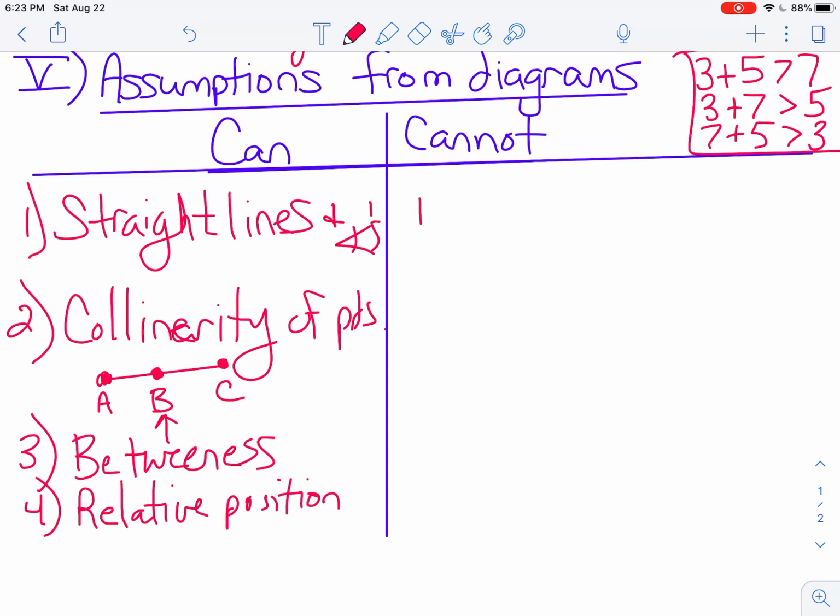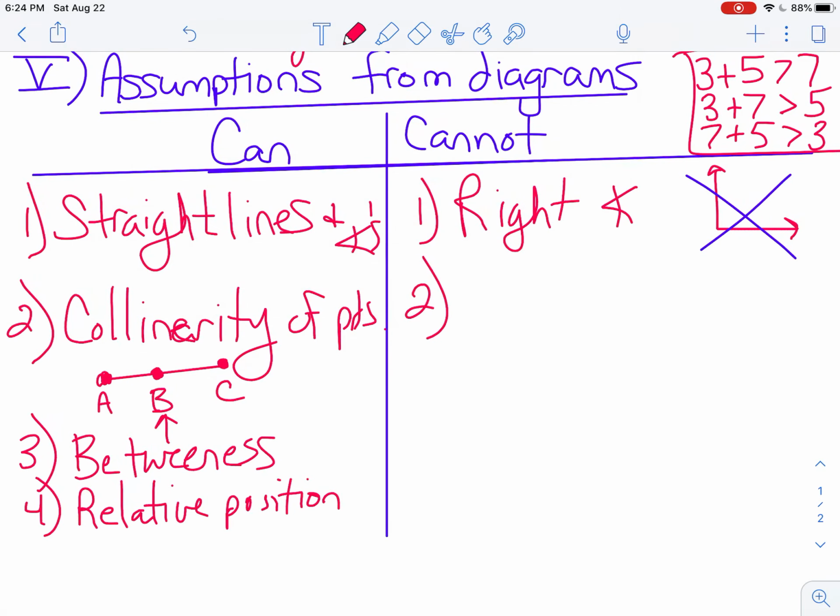Things that you cannot assume. The biggest thing is a right angle. There are so many times where I draw an angle, and I'm like, how many degrees is that? And somebody will say, oh, it's 90. Oh yeah, how do you know? Well, it looks like it's 90. Okay. Cannot go by looks. You absolutely cannot go by looks. Unless you see this little right angle mark, it is not a right angle. So if that's not there, this is not a right angle. We have no idea what that is.